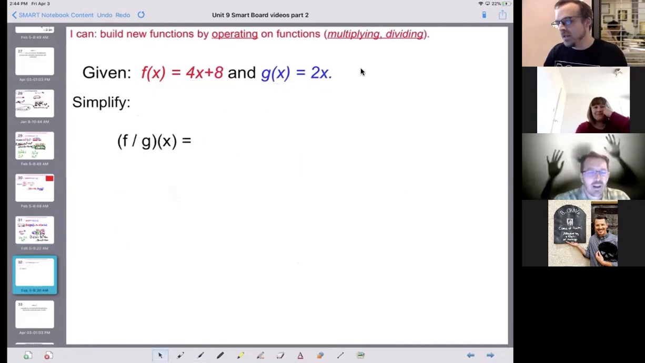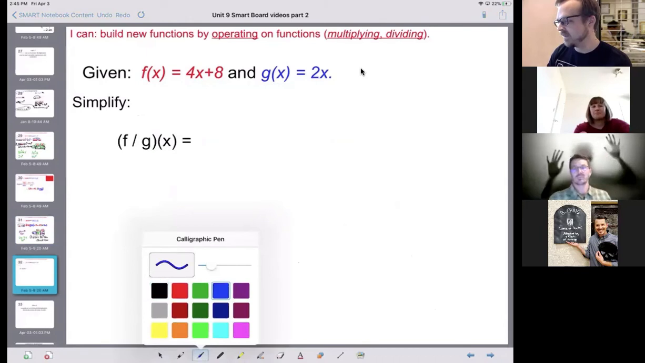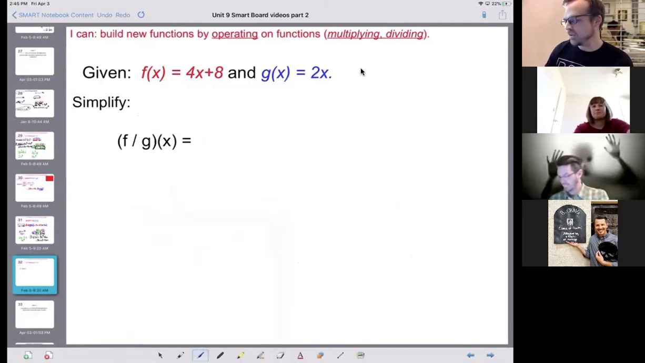All right. We have another division problem here. It's using the same functions, 4x plus 8 and 2x. But this time we are dividing. All right, so that's actually usually the first thing I will write, my division symbol. I like to write them vertically when I'm taking notes. However, when we type it into Canvas, we can't write it vertically like this.